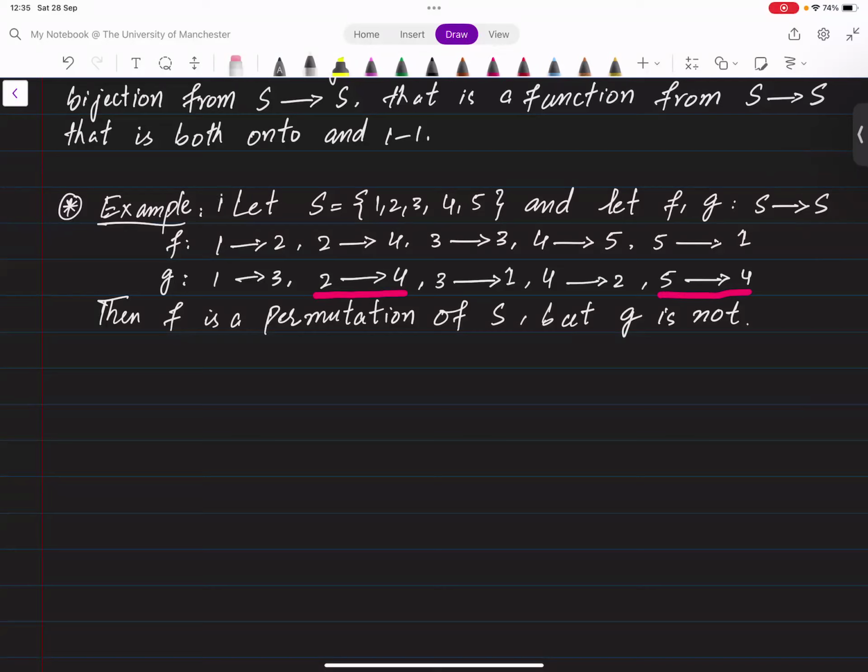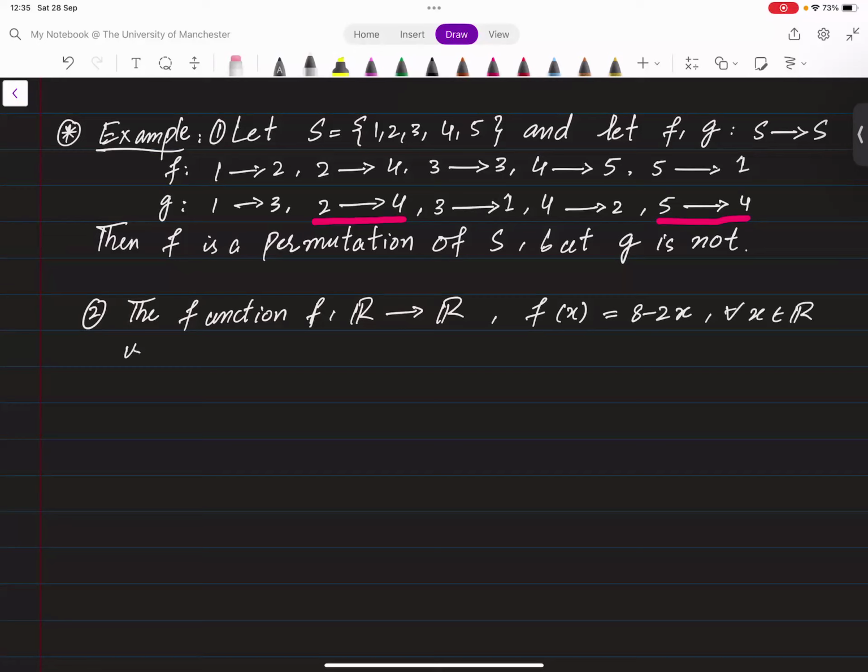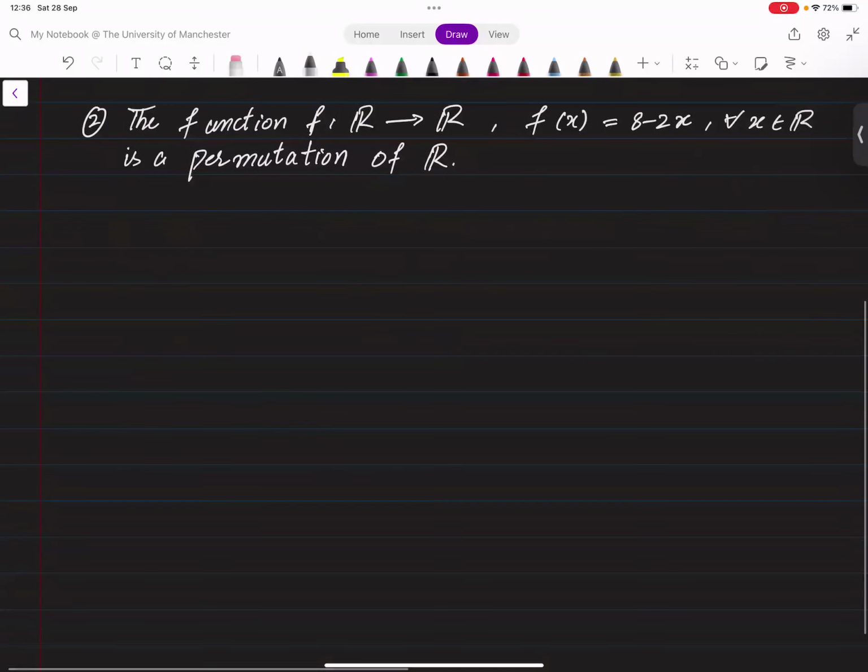So this is number 1. Number 2: we have a function f from R to R, real numbers to real numbers, given by f of x equals 8 minus 2x for all x in R. This is a permutation of R, because in the previous chapter, Example 19.32, we said that this function is a bijective function.